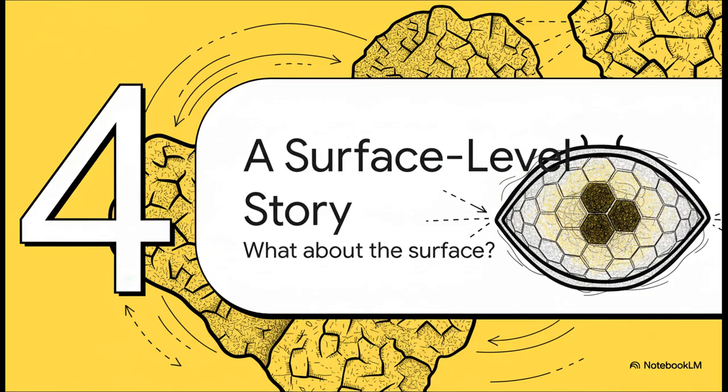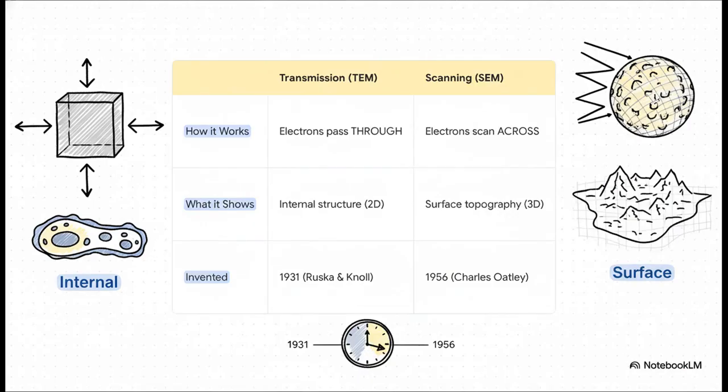What if you didn't want to see inside something? What if you wanted to see the intricate 3D surface of, say, an insect's eye, or the texture of some new metal? Yeah, for that, you'd need a totally different approach. And that need is exactly why we got the Scanning Electron Microscope, or SEM, back in 1956. So instead of passing electrons through the sample, the SEM scans a beam back and forth across the surface. This creates this incredibly detailed, almost 3D-looking image of its topography.